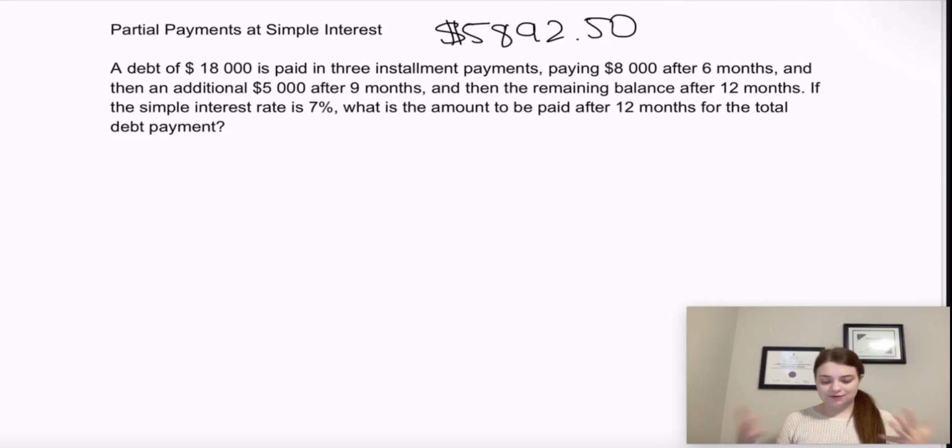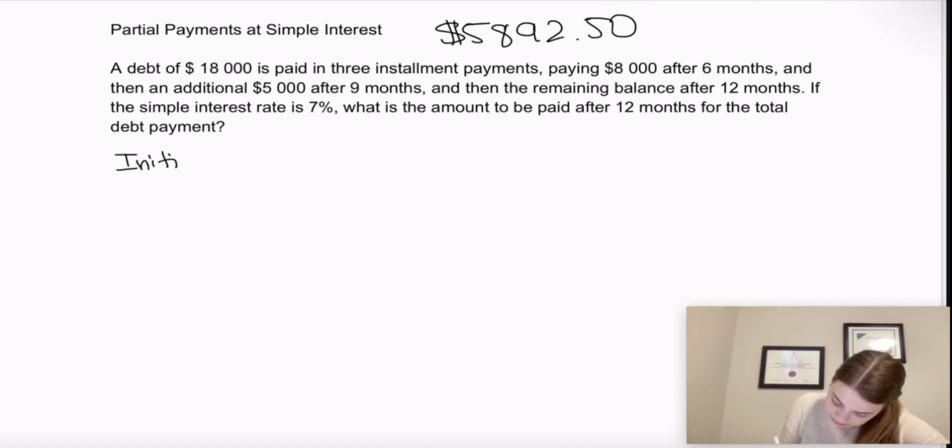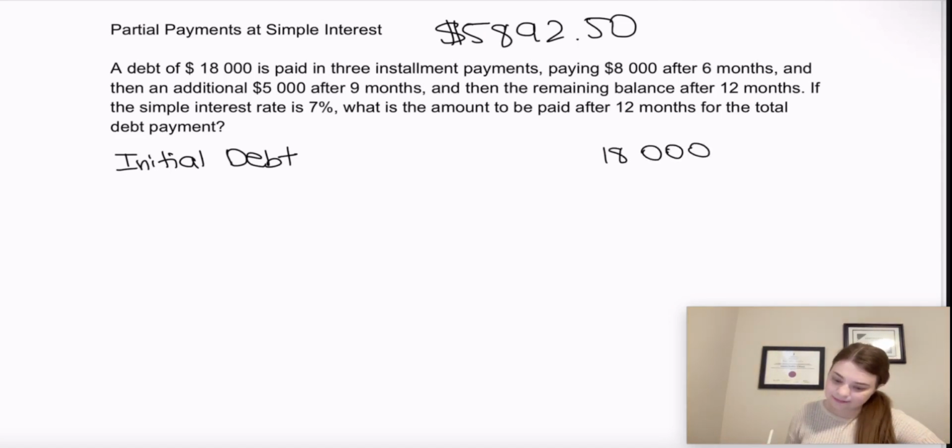Now, of course, we already figured it out, but let's just talk about how to do this using the American approach. So, first thing I'm going to do is write down the initial debt that we have. The initial debt that was taken out in this case was $18,000. So, over here, I'm going to write 18,000.